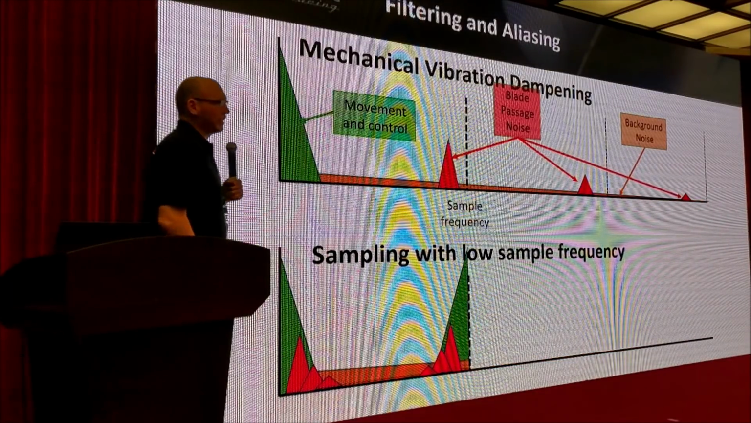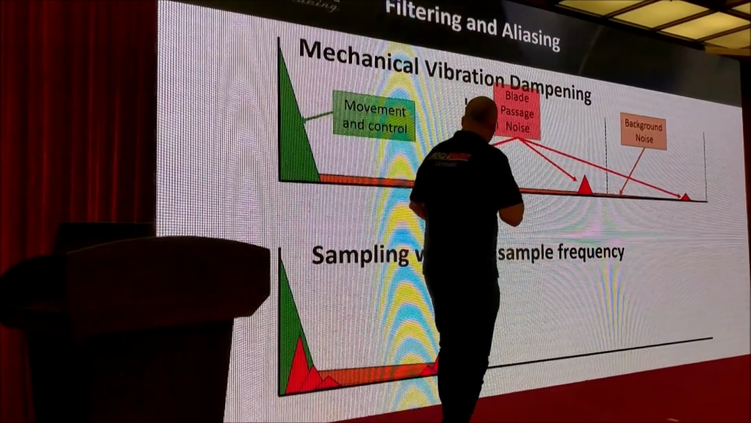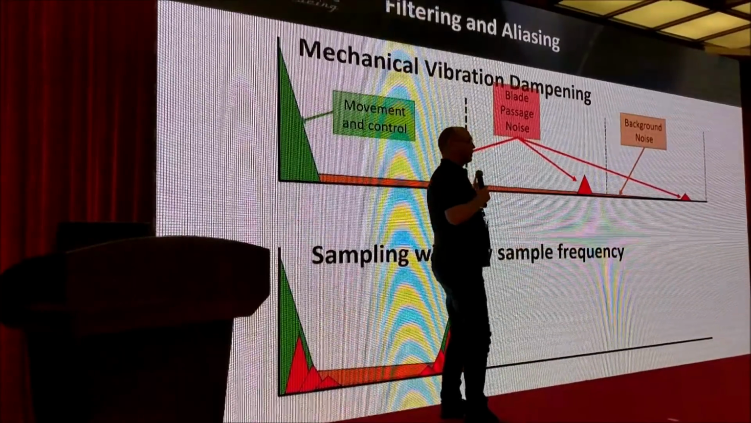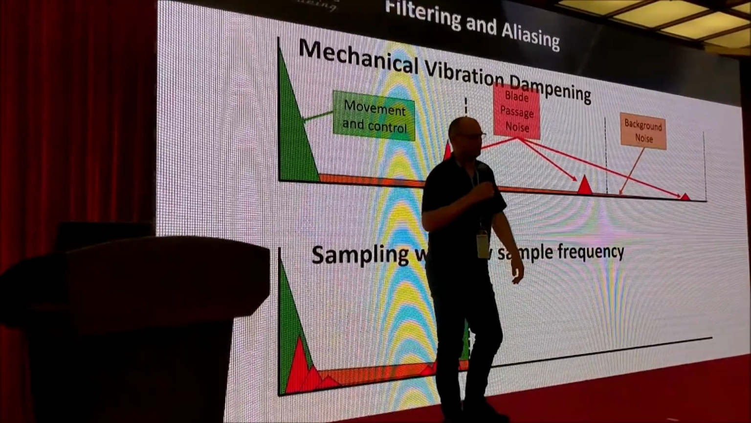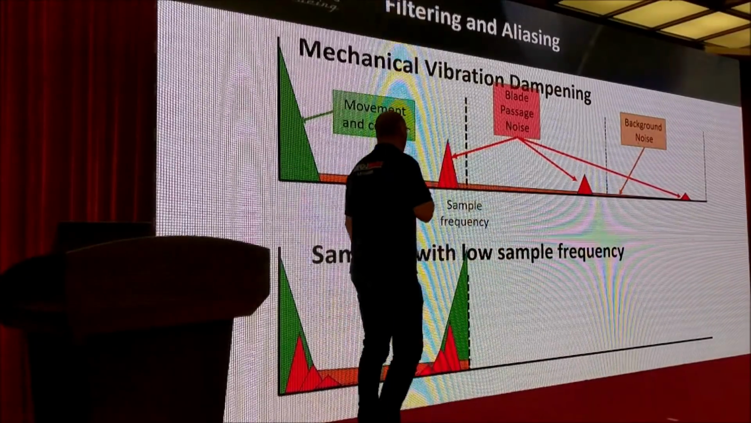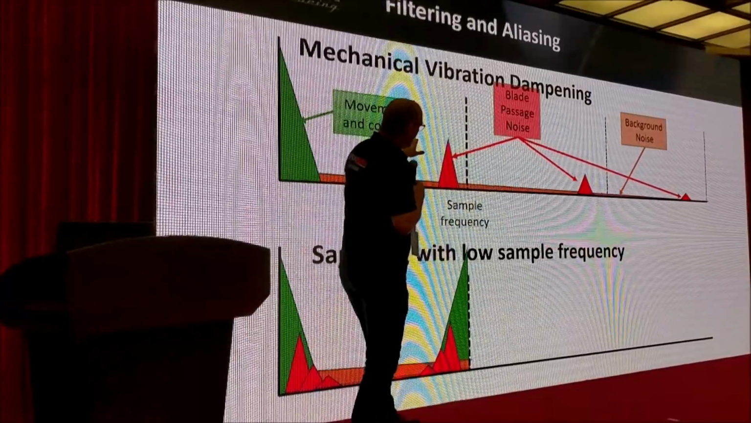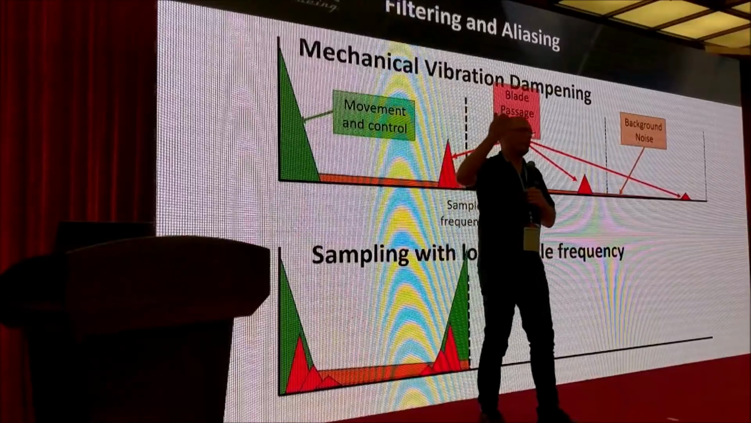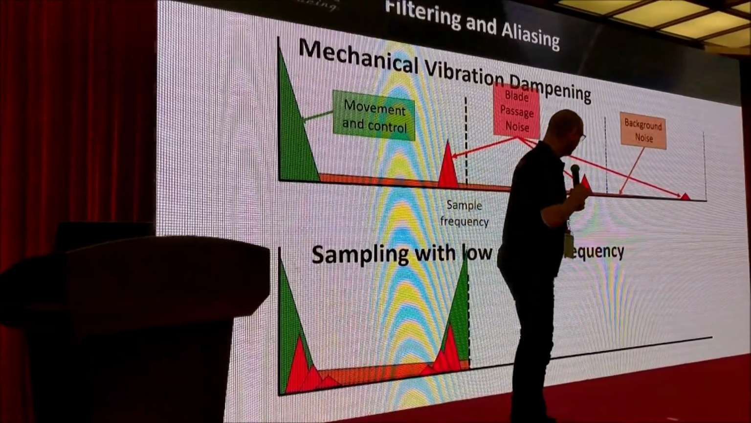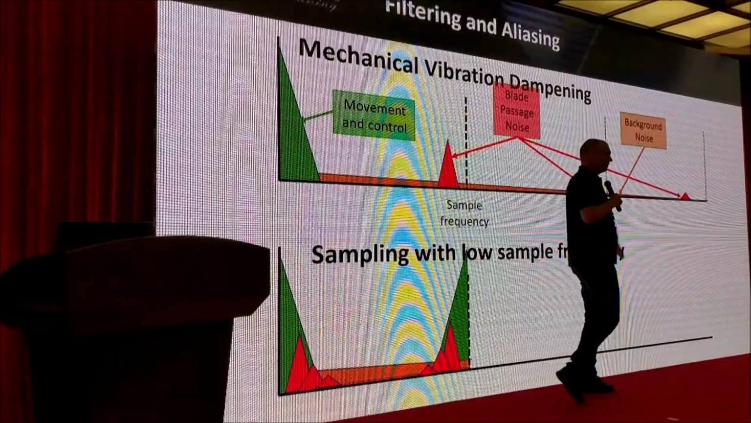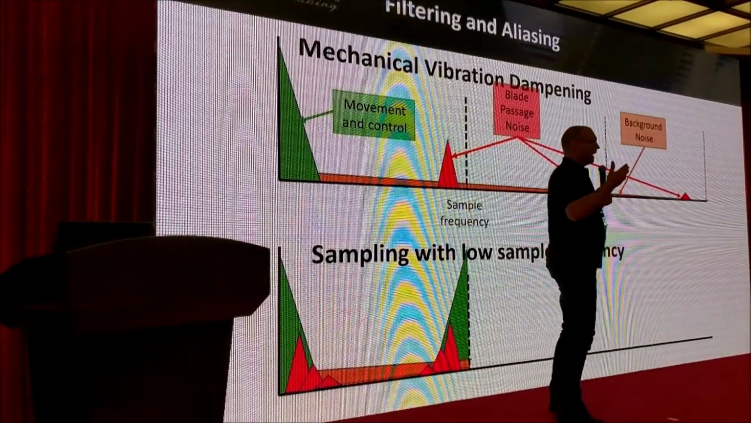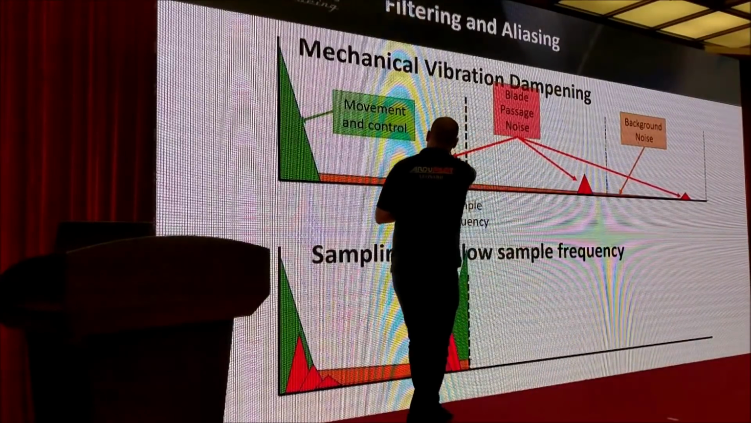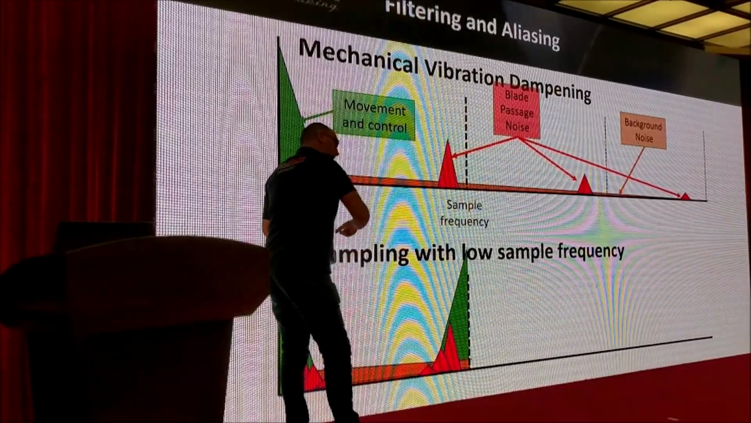Now we get to the nasty bit. This is where aliasing comes in. This is the frequency with which we are sampling the system. After we sample it, we can't look at anything above the frequency that we're sampling. So all of this disappears. But what happens is this gets folded back down into this range.